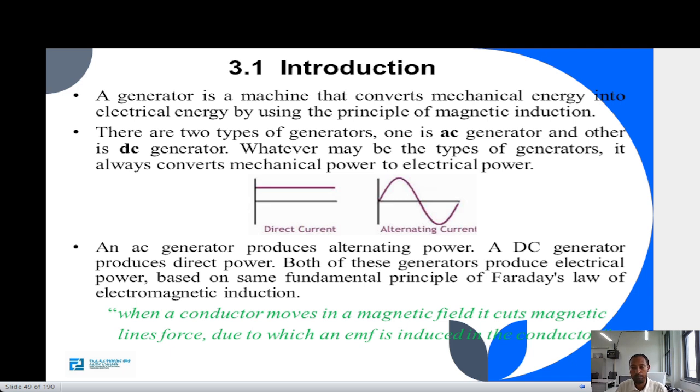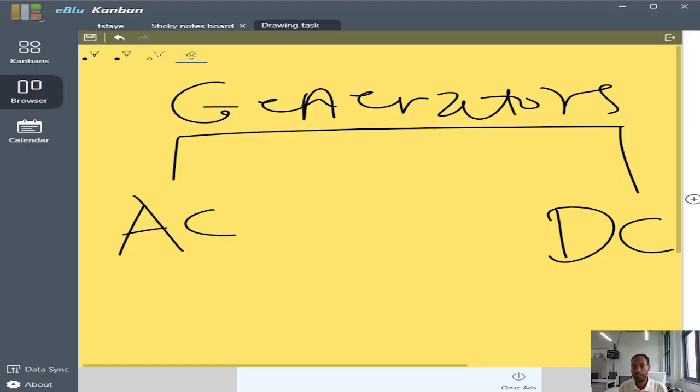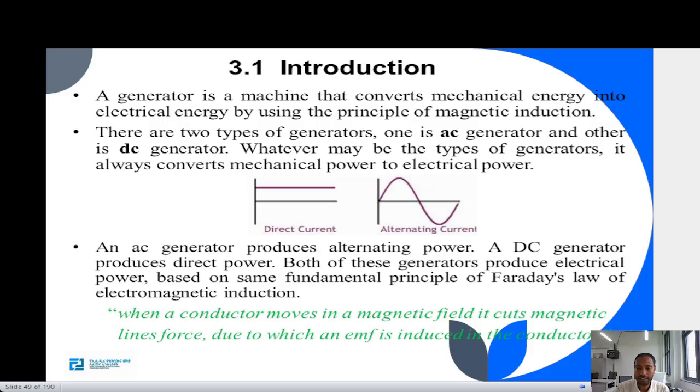So generators can be AC or they can be DC, like what we have seen in our last class. If the generator is producing an alternating current, we call it an AC generator, and if it is producing a direct current, we call it a DC generator.